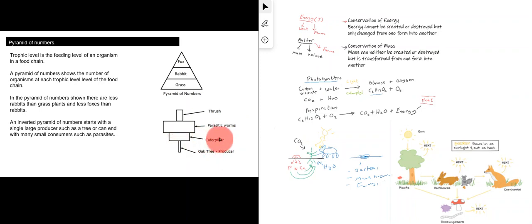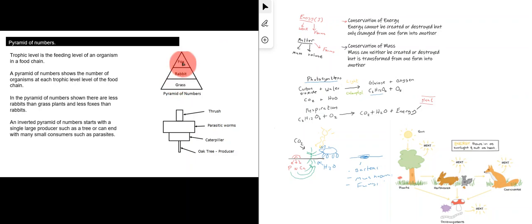Then imagine inside the caterpillar you might have some kind of parasitic worm that's living off the caterpillar. And above that you have thrushes that eat the caterpillars, and as a result eat the parasitic worms as well. So this is an example of an inverted pyramid. If you look at the sizes, there are fewer oak trees than caterpillars, fewer caterpillars than parasitic worms, and fewer thrushes than parasitic worms and caterpillars. So the size of these pyramids shows the number of organisms in each level.